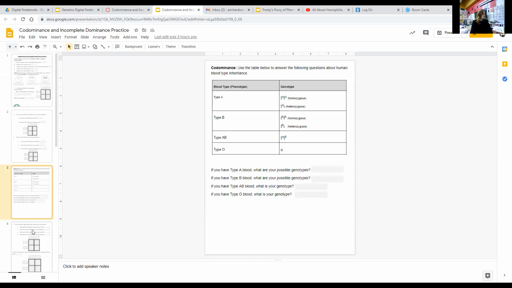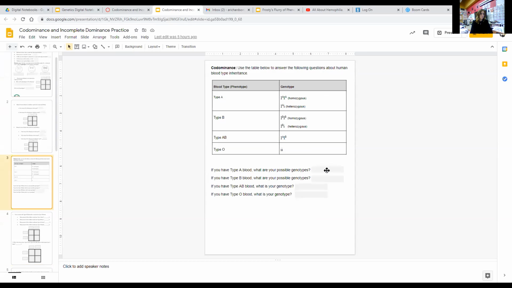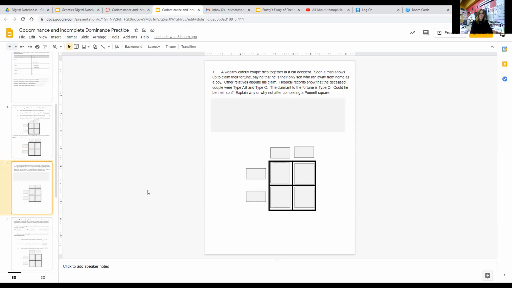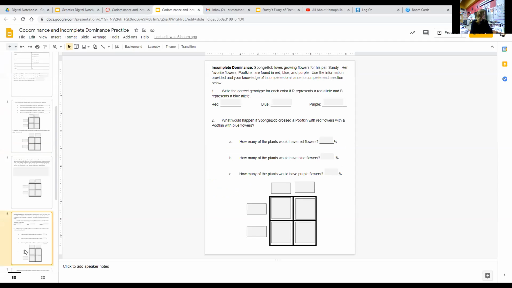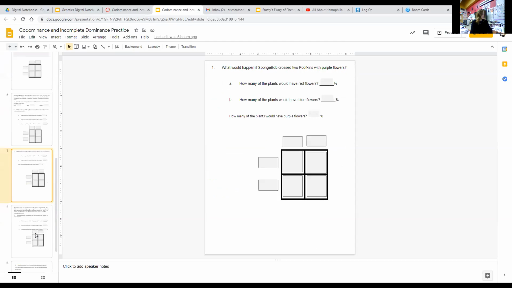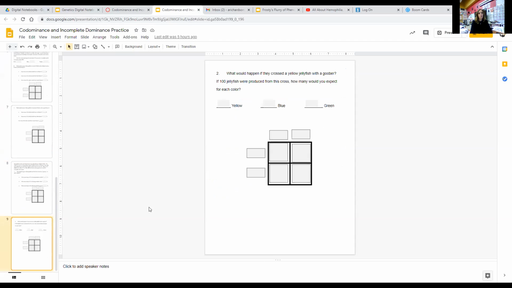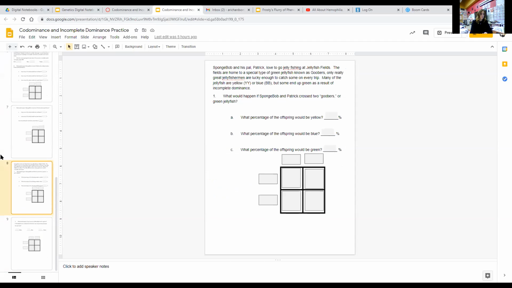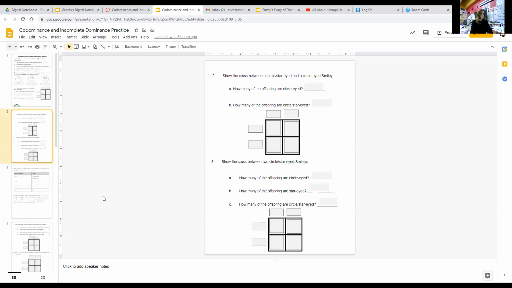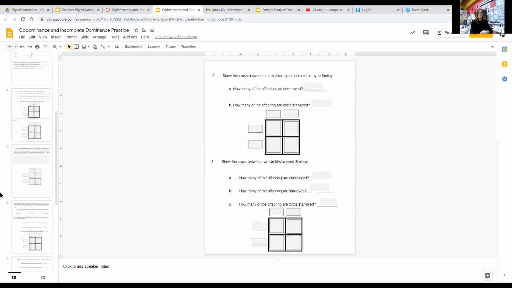There is one little bit of blood typing work here. So you've got 1, 2, 3 blood typing Punnett squares. And then we're going to go to incomplete dominance. So you have 1, 2, 3, 4 Punnett squares on incomplete dominance. All right. So codominance, you've got 3 codominance, 3 blood types, 4 incomplete dominance. All right.